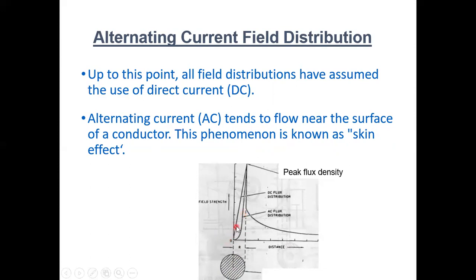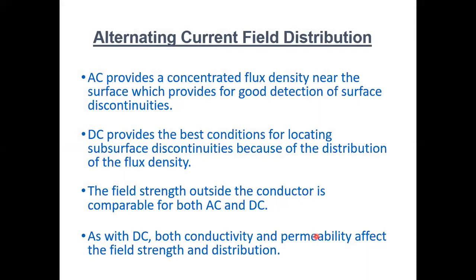Then see here, again this is going uniformly, but one thing you see carefully: where is the maximum field strength? On the OD. In both cases, AC or DC, the maximum field strength is on the OD only. And outside the conductor, again there is only one graph for both currents. So outside the conductor, the field strength remains the same for AC and DC.